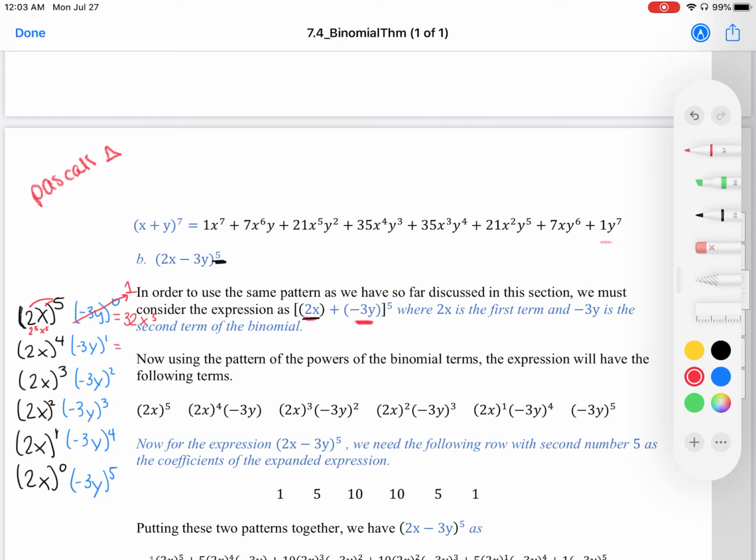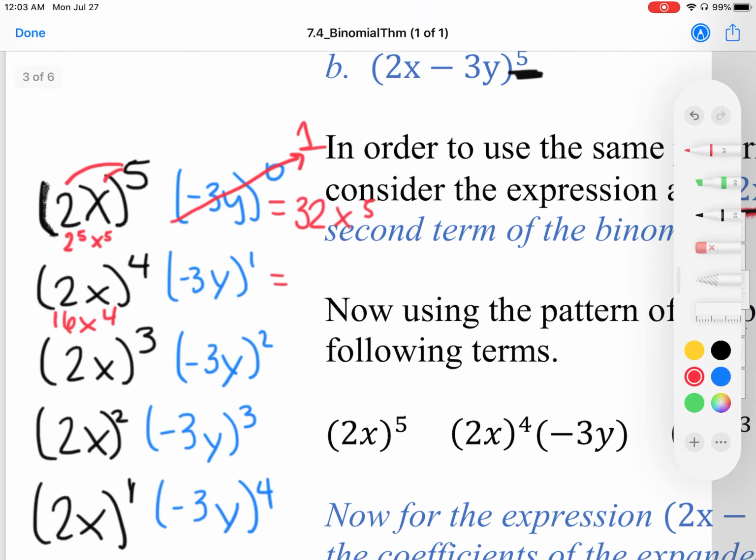And then we have 2 to the fourth power times negative 3 to the first power. 2 to the fourth power gives us 16. And the x to the fourth power is x to the fourth power. Negative 3 to the first power is negative 3, and then I have a y to the first power. So this multiplies to give us 16 times 3, which gives us 48. 48x to the fourth, y to the first power.